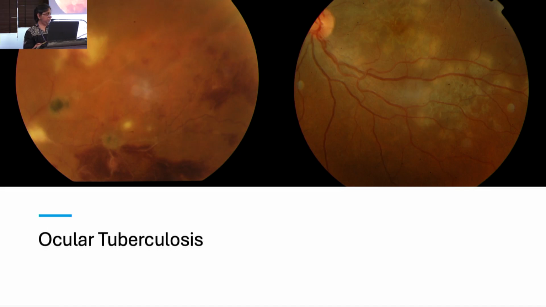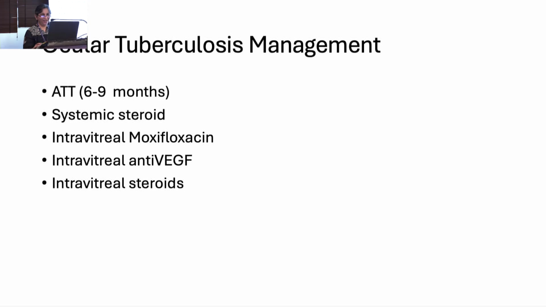Again, ocular TB has been discussed in detail. Now, the main line of treatment is ATT, 4 drug. We use 4 drug for 2 months, and then we give 2 drug for the remaining period. Minimum is 6 months. Some people use up to 9 months.